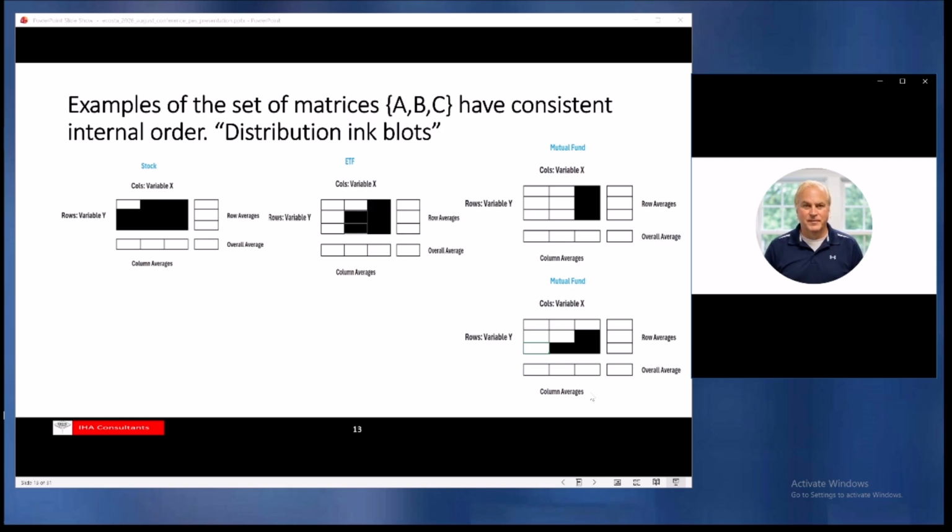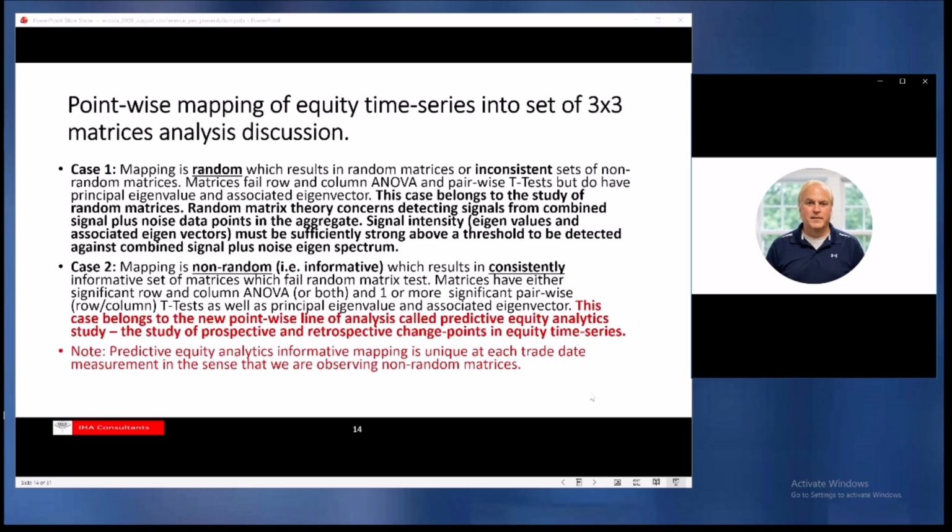For ETFs and mutual funds, we typically see one set of significant pairwise row or pairwise column results for difference in mean. Drilling down to the raw data sets, we find that the mean represents sets where probability mass has been compressed in the middle and moved to the tails, causing asymmetric skew. Support for predictive equity analytics is as follows: for row averages, column averages, ANOVA and pairwise t-tests for difference in mean distributions; retrospective change point; eigenanalysis for changes in principal eigenvalue and associated eigenvector.